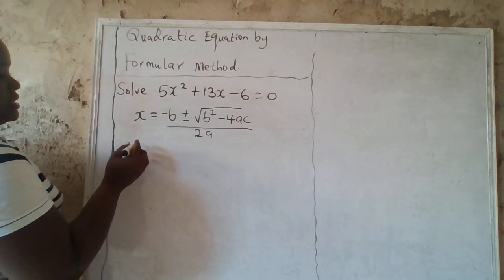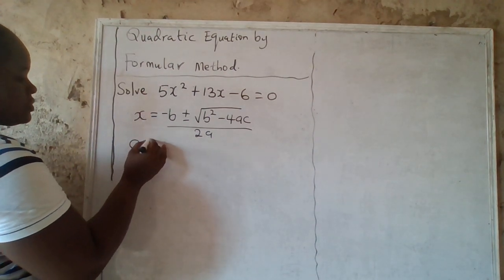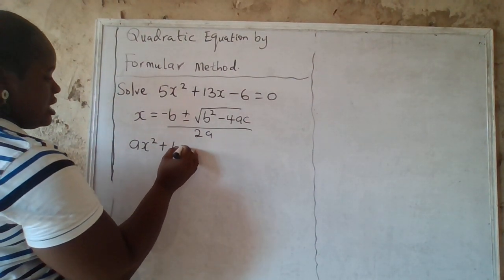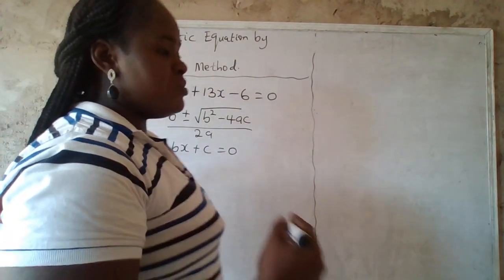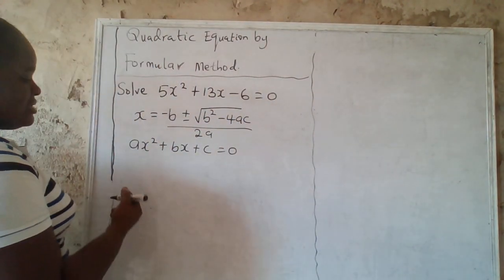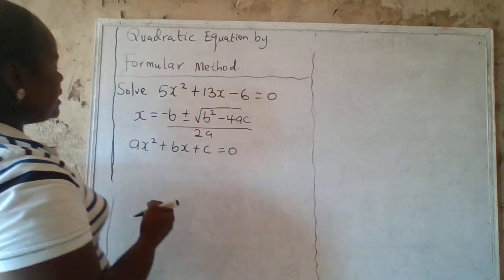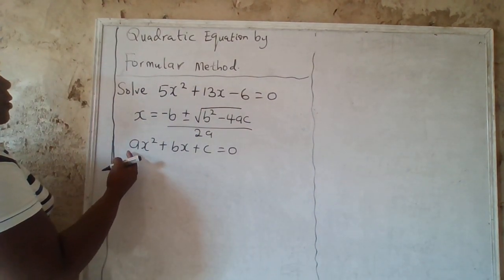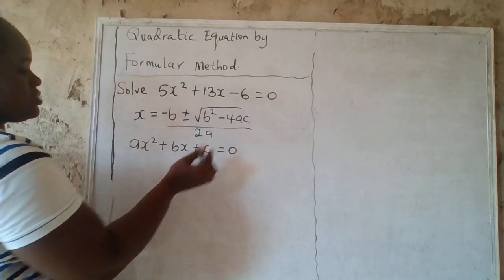We also know that the general form of a quadratic equation is given as ax squared plus bx plus c equals 0. By now, this should be singing like a song to you because I've used it and used it and used it, and we'll continue to use it. This is the general form of a quadratic equation, and we'll only compare the coefficients. The only work here is to compare the coefficients and substitute into that formula.